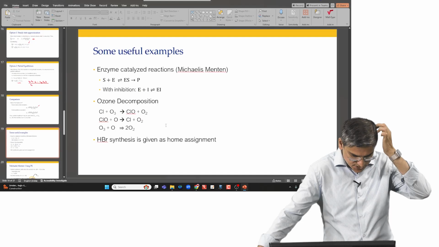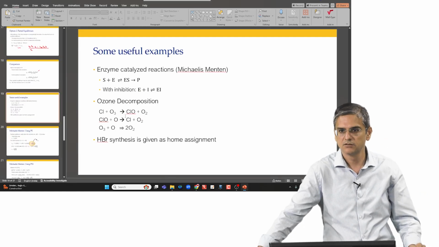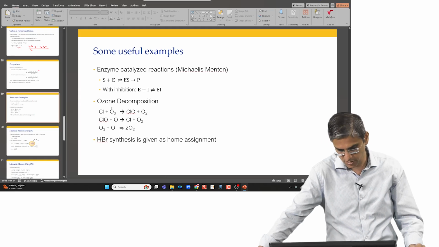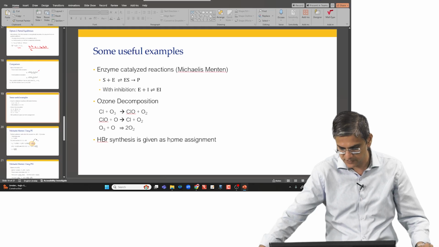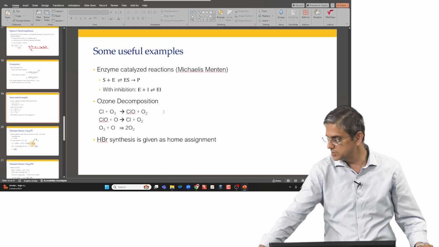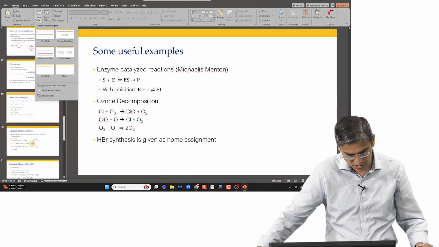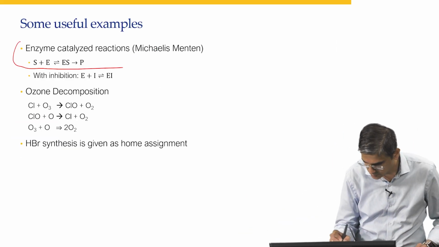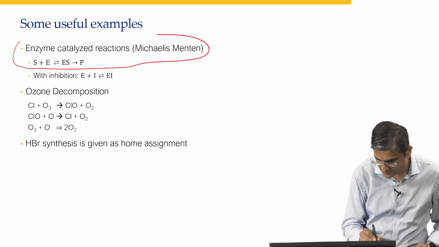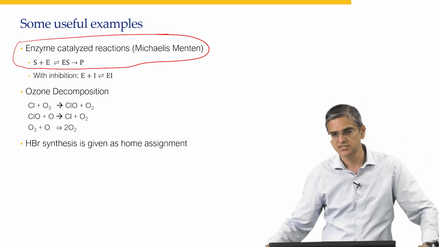The couple of examples that we are going to use are Michaelis-Menten, and we will do HBR. HBR is not a home assignment. We will do HBR as a tutorial. So as I promised in the previous class, we will run this as a tutorial. So let us look at the basic enzyme catalyzed reactions, the Michaelis-Menten reaction, and let us try to derive.